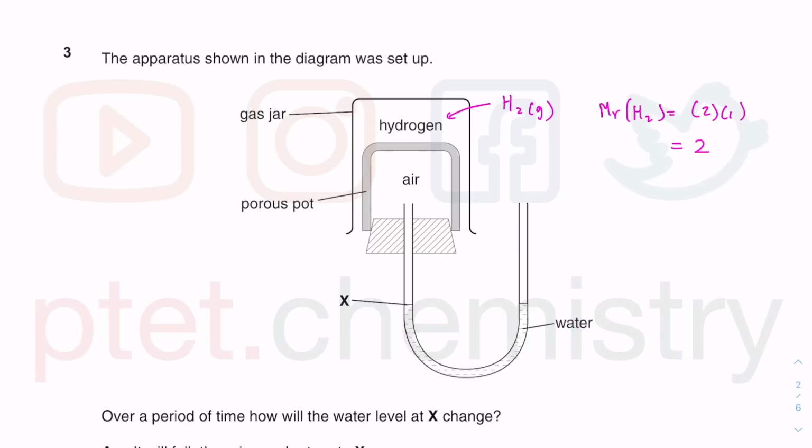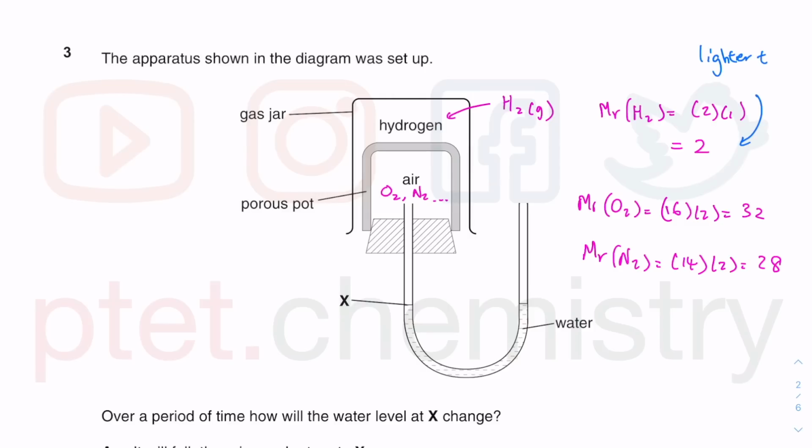It allows the gas to go in. It allows the gases in the air, so oxygen, nitrogen, etc. It allows these gases to flow out as well. So Mr of O2 is just 16 times 2, which is 32. The Mr of N2 is just 14 times 2, which is 28. So hydrogen is lighter, therefore it diffuses into this area at a faster rate. It is lighter than air, which consists of oxygen and nitrogen and other gases. Nitrogen is about 78% and oxygen is around 21%. So this is lighter than air, so it diffuses faster.